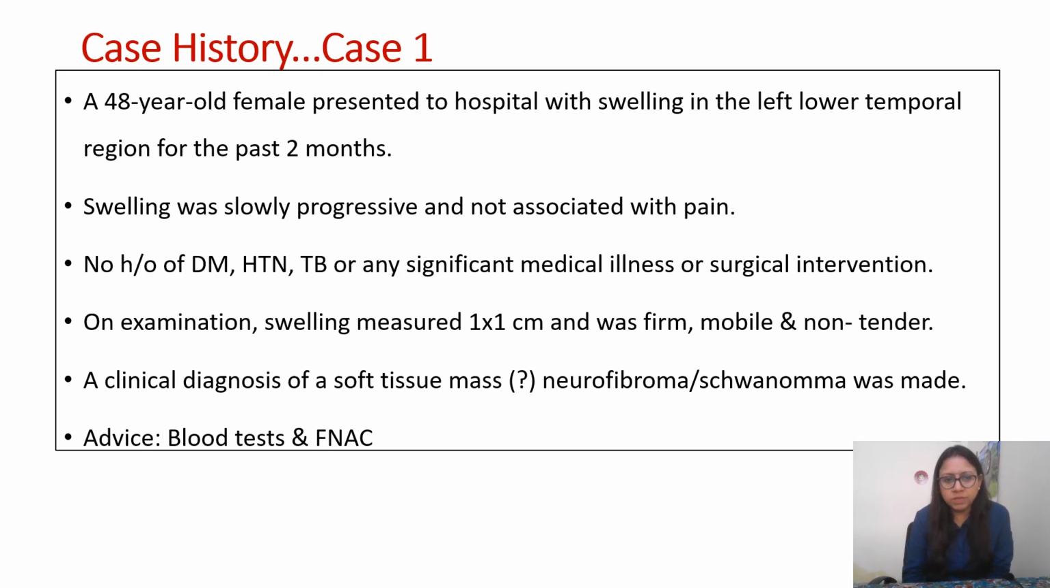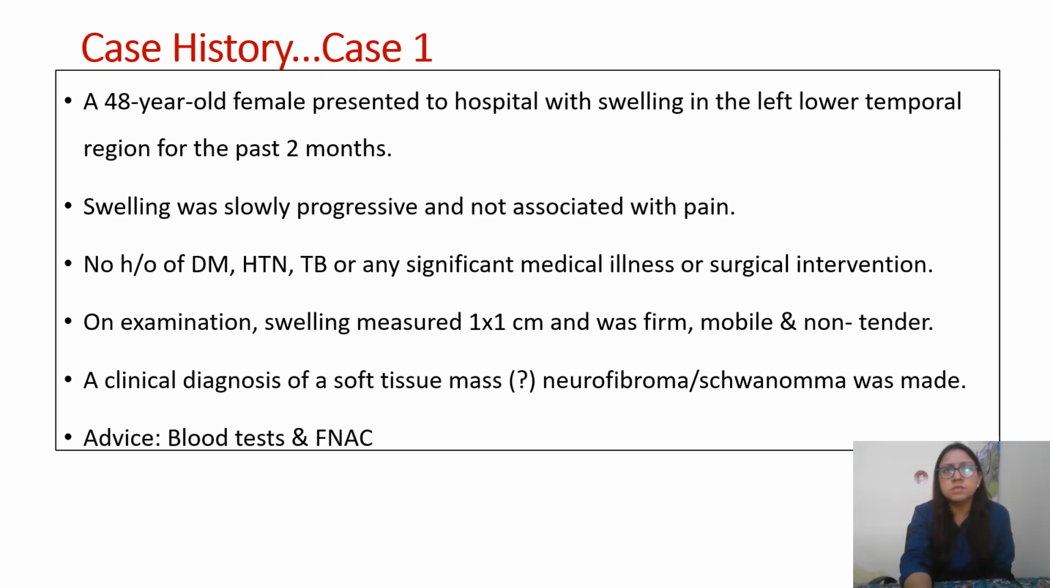So case one to begin with, she was a 48-year-old female who presented to a hospital with swelling in the left lower temporal region for the last 2 months. This swelling was slowly progressive and was non-tender. In the patient, there was no history of diabetes, hypertension, TB, or any kind of significant medical or surgical past history. On examination, what we found was the swelling was approximately 1 into 1 centimeter. I'll show you the picture. And it was firm, non-tender, and mobile.